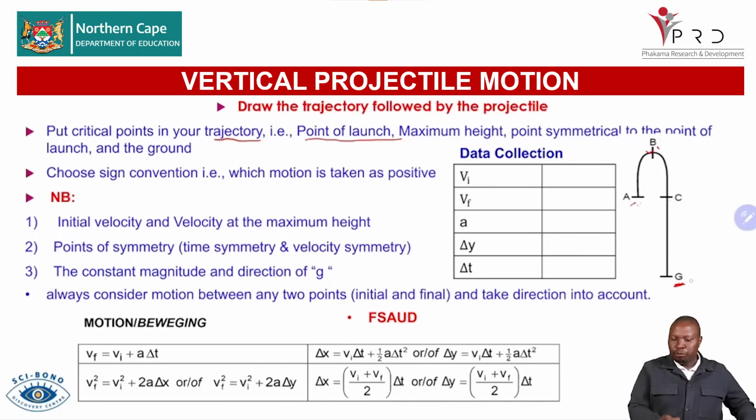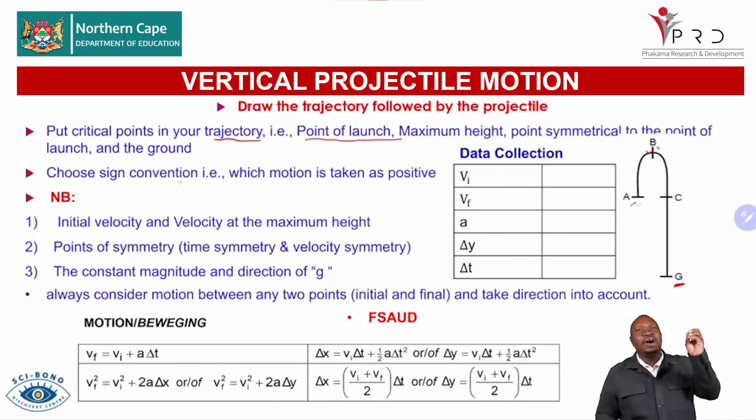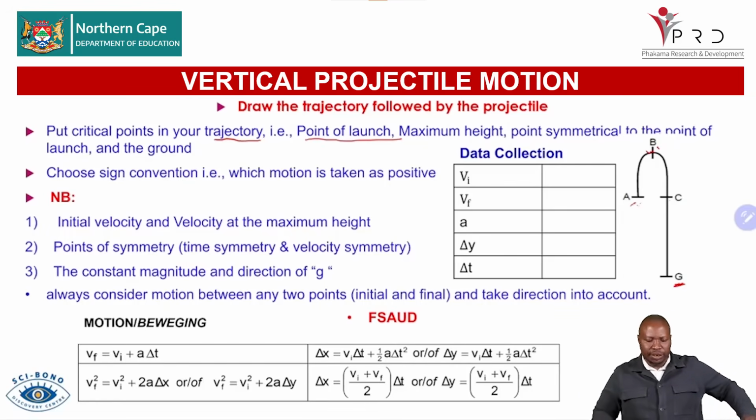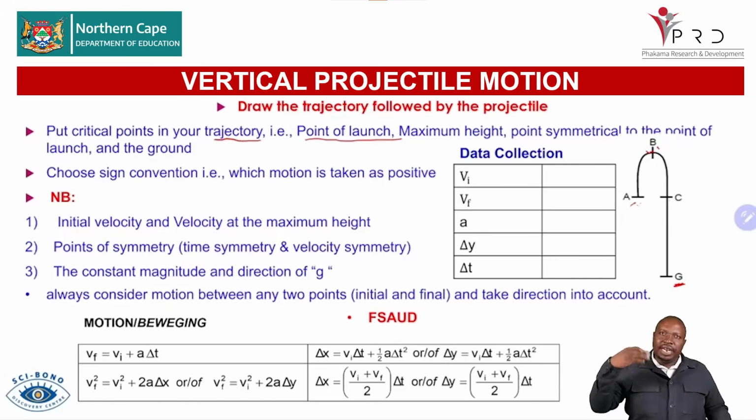Now, we're saying choose the sign convention. It's very important to say upward is positive or downward is positive. We can't stop emphasizing that, because that's where learners lose marks if you just put everything as positive. Remember, when the object is going up, you have to tell us that upward is positive, then we'll know that G, which is going downward, will be negative. So it's important that you do that.